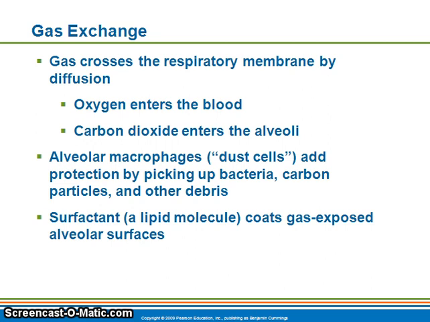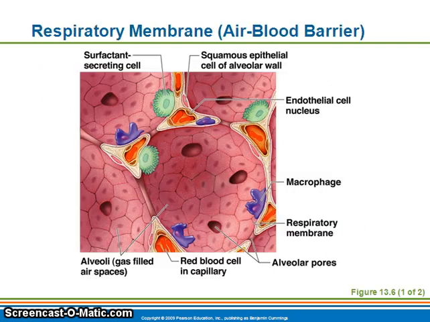Within the alveoli, we have two different structures that are very important. We have what's called the alveolar macrophages, which we refer to as dust cells, which pick up any type of bacteria or any particle that could be harmful. It's going to clean that surface out. We also have what's called surfactant, which is a lipid molecule which coats the alveoli, which allows it so that those alveolar sacs do not just collapse on themselves.